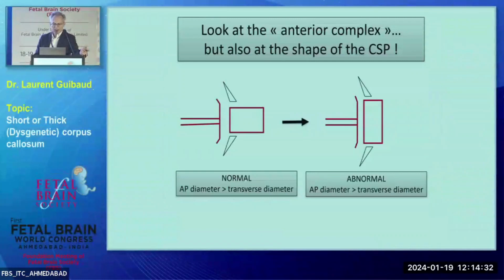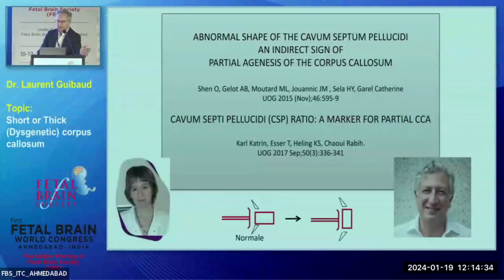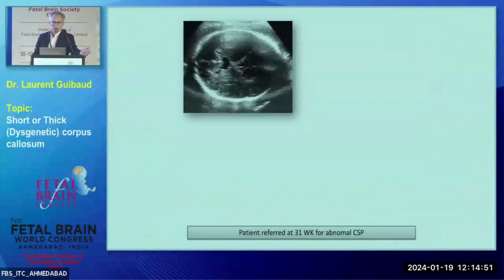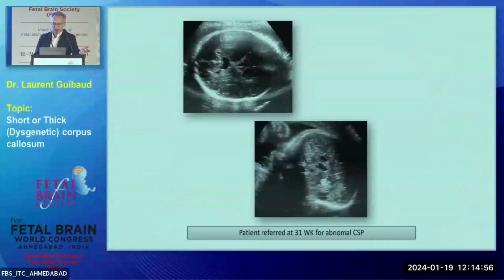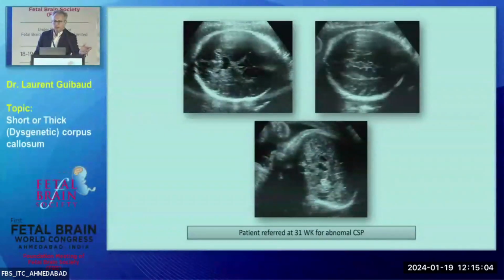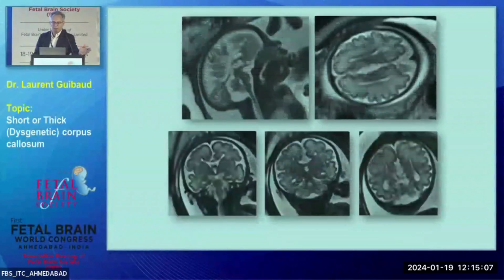If it's the inverse, in that case, our friends Catherine Guirel and Rabi have published a similar paper about the fact that what is inverse, you should think about partial corpus callosum agenesis, and in fact, it should be corpus callosum dysgenesis. This is a case where you see clearly that the ratio is inverse. And if you look at the sagittal view, you see too thin, too short. It's a dysgenesis of the corpus callosum, and you see that there is parallelism of the lateral ventricles. All this was confirmed on MR.